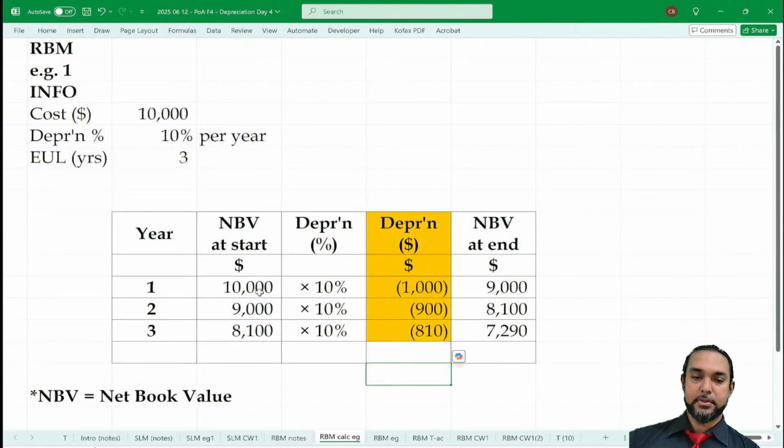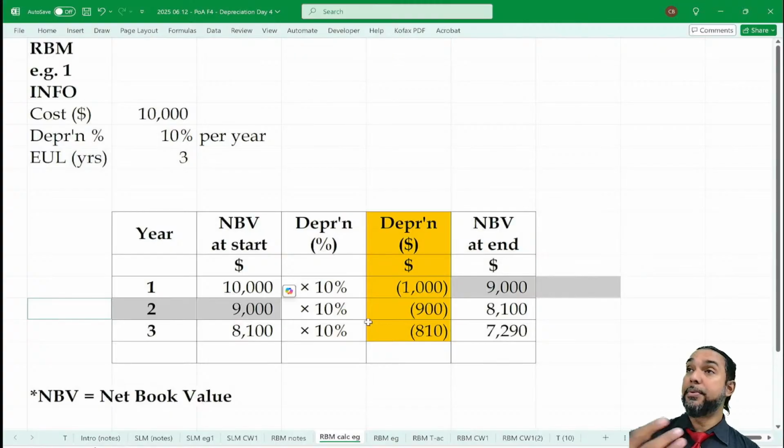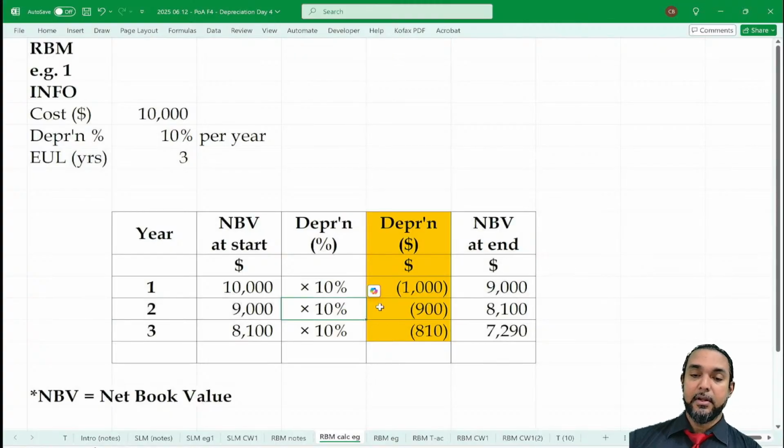Right. So 10,000 by 10% is 1,000. And then we have to subtract that 1,000 from the value at start. And that gives us the value at end, 9,000. Right? And then what happens is the value at the end of year 1 becomes the value at the start of year 2. So this 9,000 here comes down here. And then we repeat the process. We multiply by 10% again and get 900.